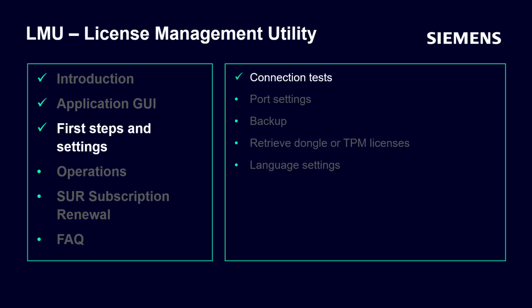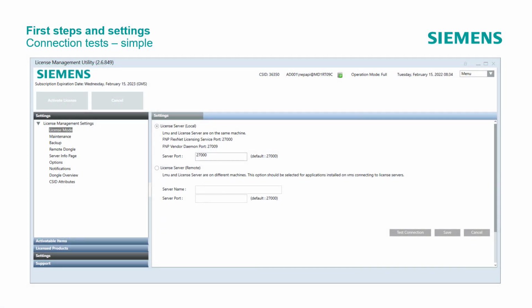Before starting the various activation and other operations, it is recommended to test the connection to the license server. As a prerequisite, the full operation mode is required. That means the test will fail for other operation modes. The tool supports a simple or detailed test.